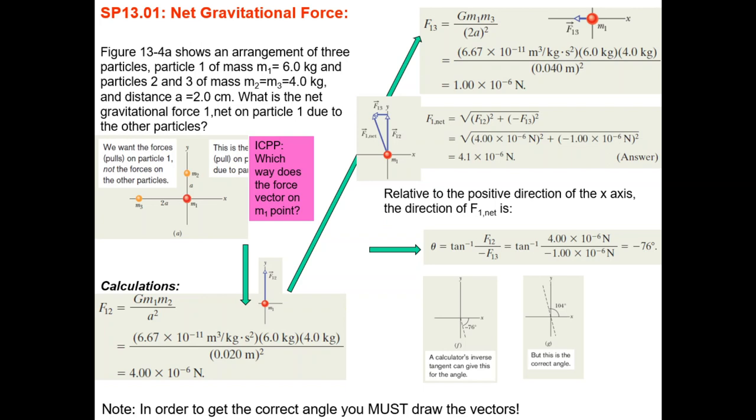Relative to the positive direction of the x-axis, the direction of F1 net, theta, is equal to tan inverse of F12 over negative F13. Let's put the values in: 4 times 10 to the 6 newton over negative 1 times 10 to the 6 newton is equal to negative 76 degrees. But we have to find only the right angle if we do it like this. Okay, we check the positive values here, which is 104 degrees. And of course, with calculators, inverse tangent, thank you, this angle is 104. And as I said before, you have to draw the vectors.